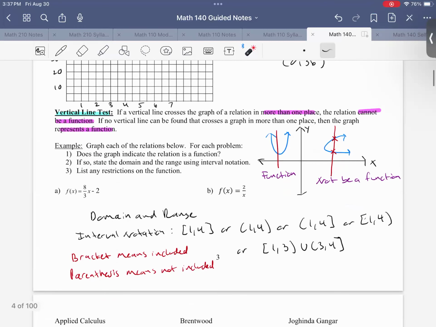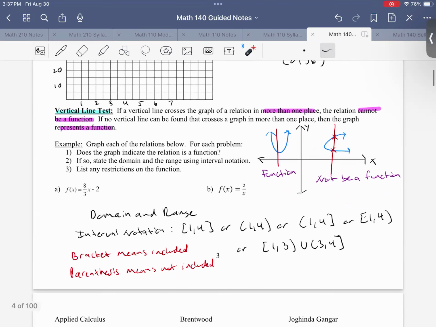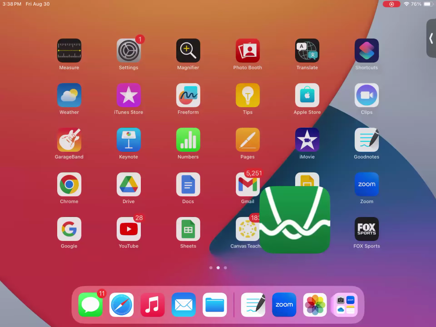Here's where it's really beneficial to be familiar with technology, because this is applied calculus and I don't want to spend too much time hand graphing these when we have technology that will help us. If you have a graphing calculator, try it out. As well, you can use something called Desmos, which is a free online graphing tool. It's also an app. So I'm going to graph 8/3 x minus 2. Let's go to Desmos. I have the Desmos app right here, and you can get it on your phone as well.